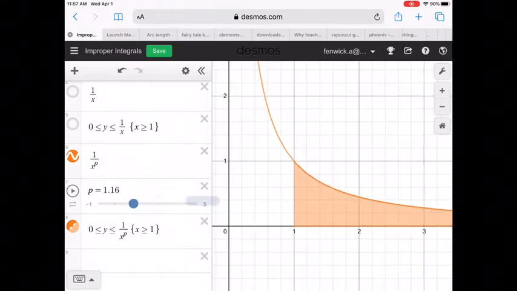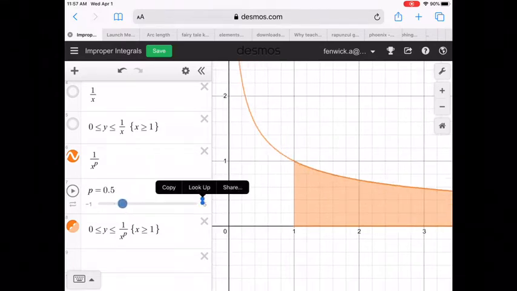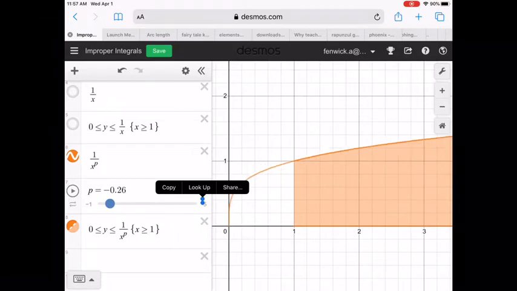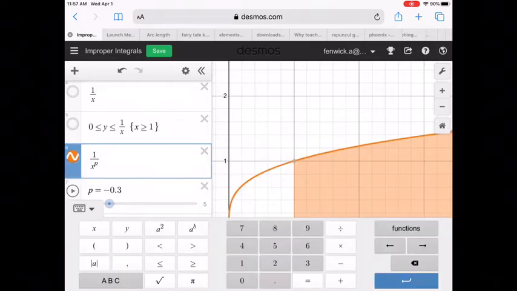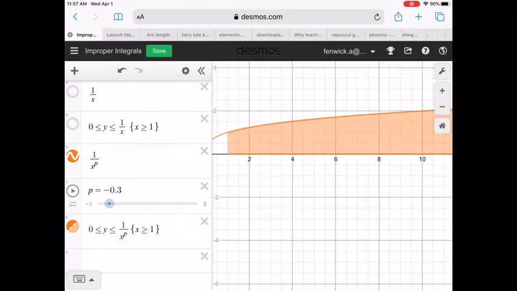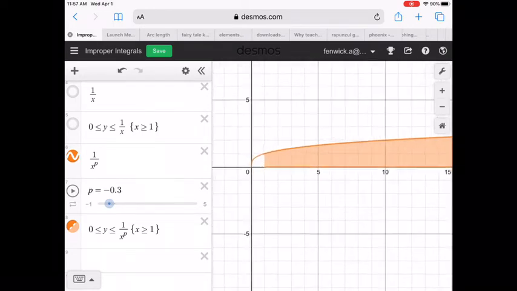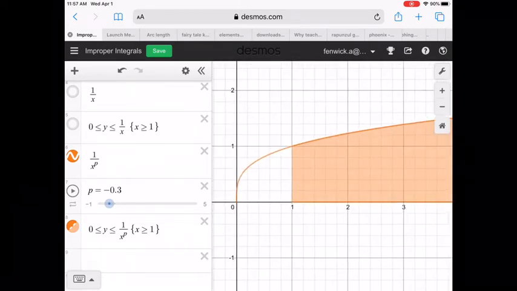So the first thing you'll notice is that if p goes from being positive to negative, our function changes from decreasing for positive values of p to increasing for negative values of p. And if we have a negative value of p and our function is increasing, this area here is certainly going to be infinite. Okay, if you have an increasing function, there's no way for that area to be convergent. So that's the first thing.